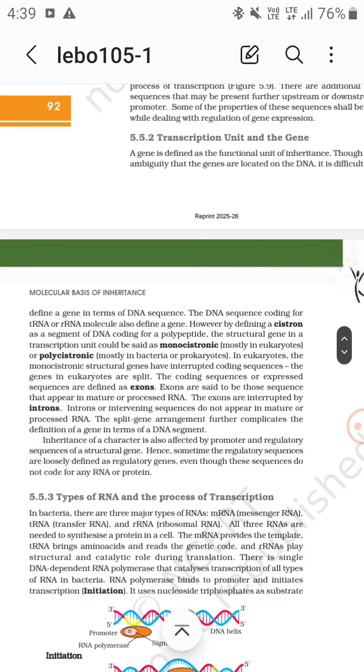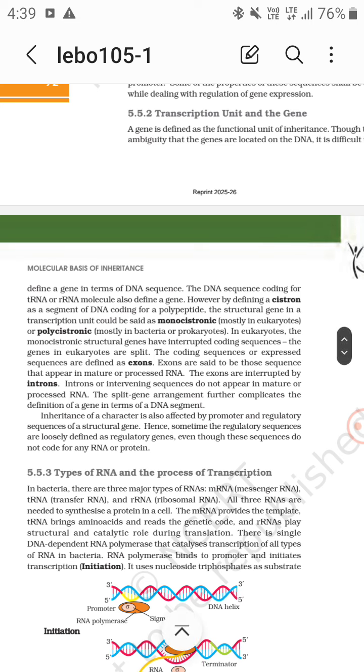However, by defining a cistron as a segment of DNA coding for a polypeptide, the structural gene in a transcription unit could be said to be monocistronic, mostly in eukaryotes, and polycistronic, mostly in bacteria. In eukaryotes, the monocistronic structural genes have interrupted coding sequences. The genes in eukaryotes are split.